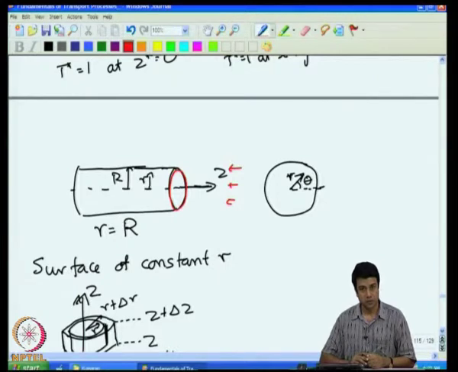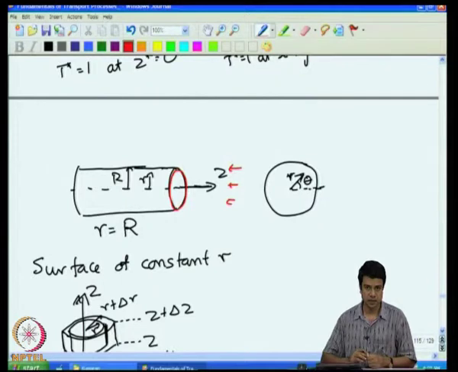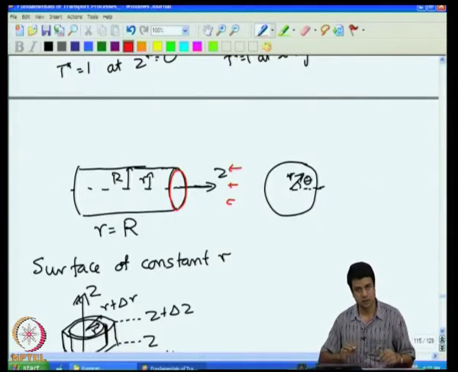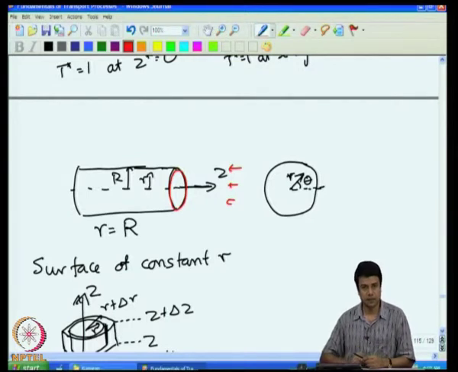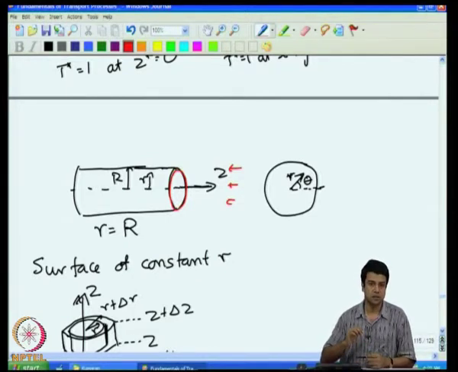So, I will take a coordinate system where I have an axial coordinate, which is basically the z coordinate in this figure, which is the distance along the length of the pipe. That is one coordinate. The second coordinate is the distance from the axis of the pipe, that is the r coordinate. So, r basically tells you how far a point within the pipe is from the axis, the perpendicular distance. And of course, there is a third coordinate.